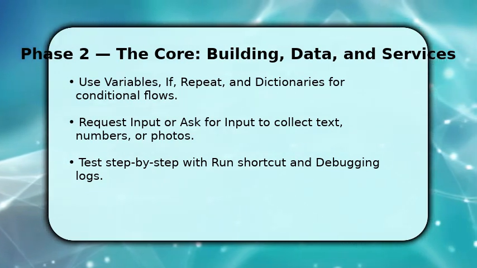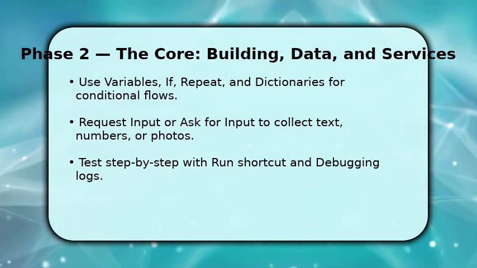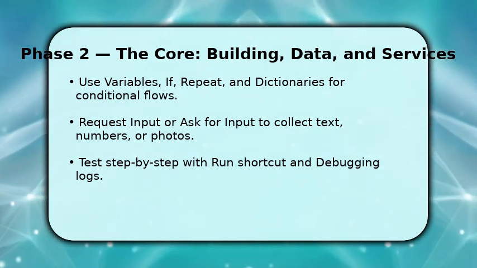Once configured, test each section with Run Shortcut and inspect results. If a value is wrong, trace the variable outputs. This explains why the flow failed and where to fix it.